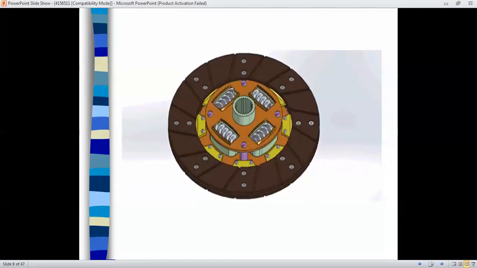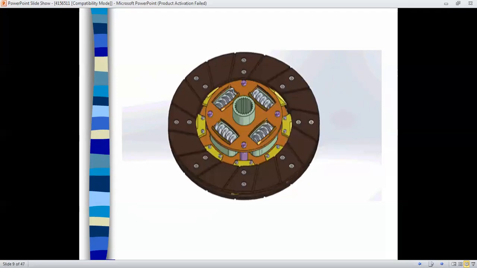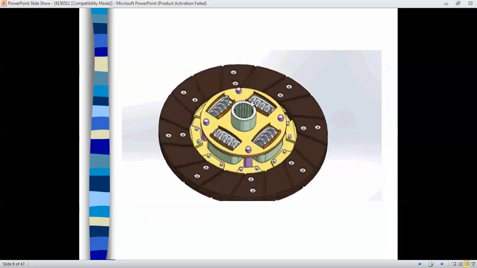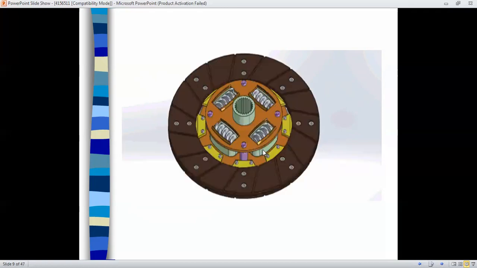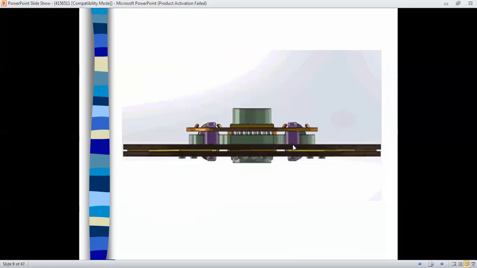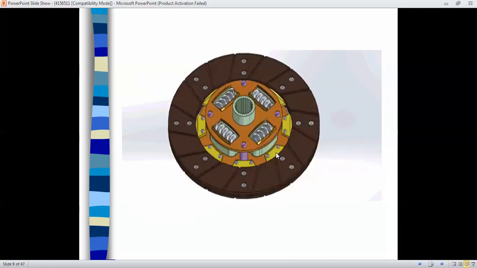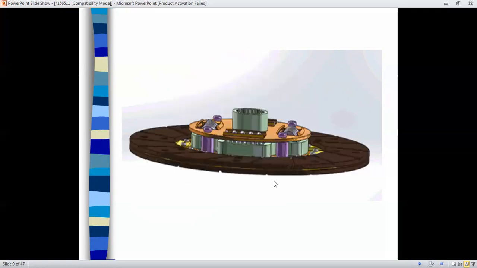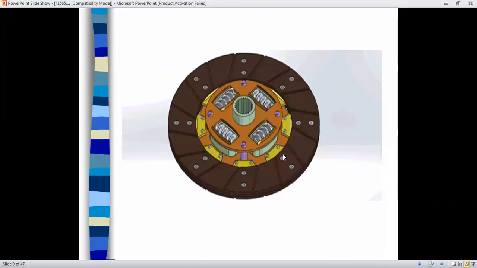So now here you can see the assembly of the clutch plate with the animation. This is the top view, where four springs are there. And see how the pressure acts inside these two discs. So engaging and disengaging, you can see here. This time it is engaged. Now disengaged.